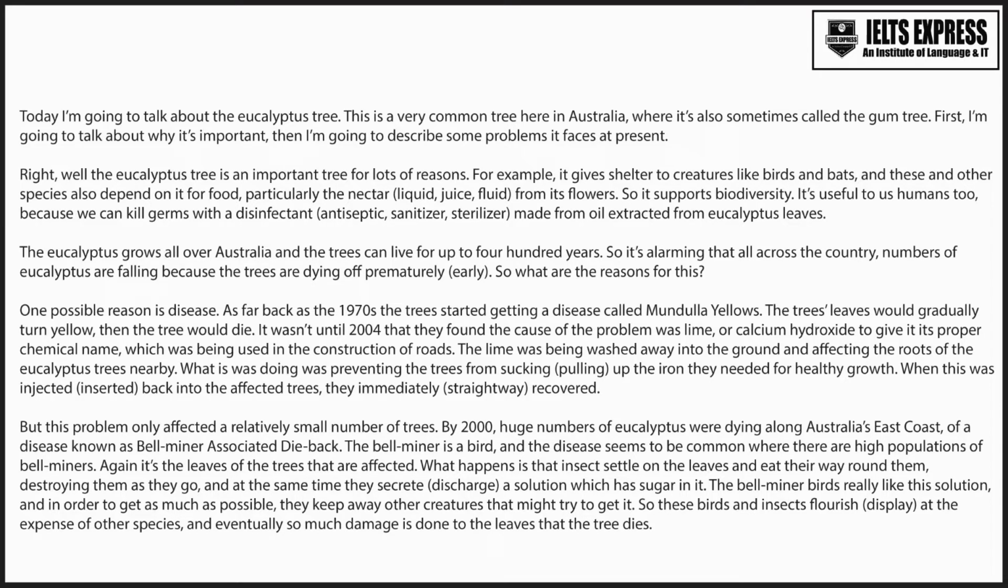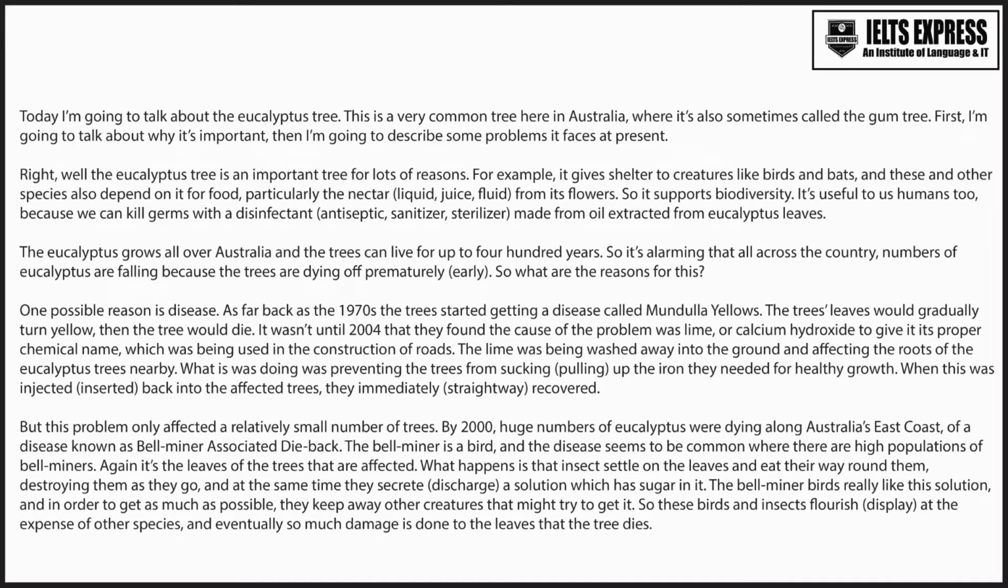Right, well, the eucalyptus tree is an important tree for lots of reasons. For example, it gives shelter to creatures like birds and bats, and these and other species also depend on it for food, particularly the nectar from its flowers. So it supports biodiversity. It's useful to us humans too, because we can kill germs with a disinfectant made from oil extracted from eucalyptus leaves.